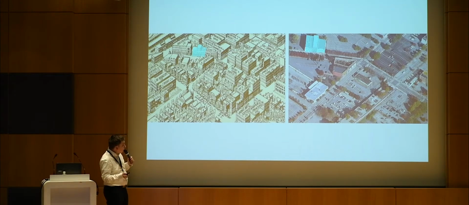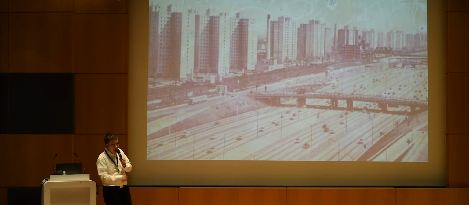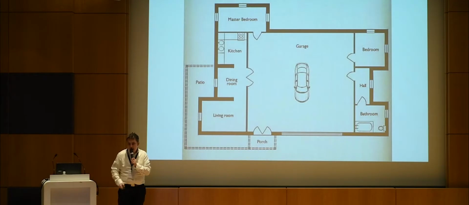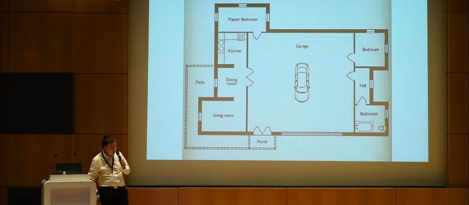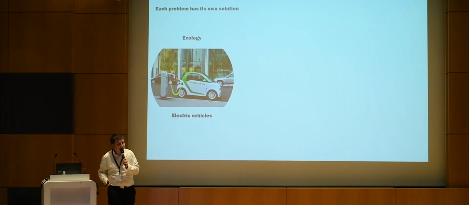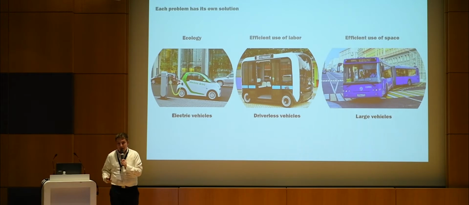This approach doesn't work. And we also know these pictures, and this is many, many years ago, more than half a century actually. So we've been there already. And also this, and also this. And so we were trying to design our cities as if we were designing our homes this way. So, long story short, each problem has its own solution. If we are talking about ecology, we are talking about electric vehicles. If we are talking about efficient use of labor, we are talking about driverless vehicles. But if we are talking about efficient use of space, we are talking about large vehicles. This is important.